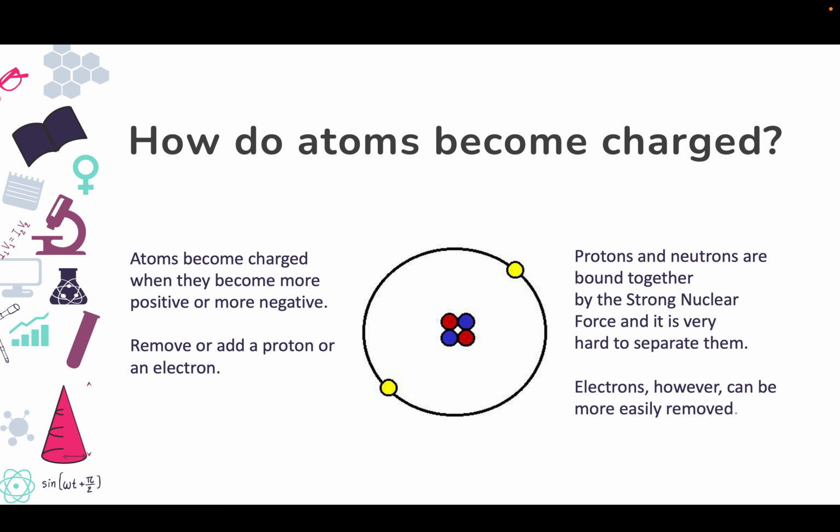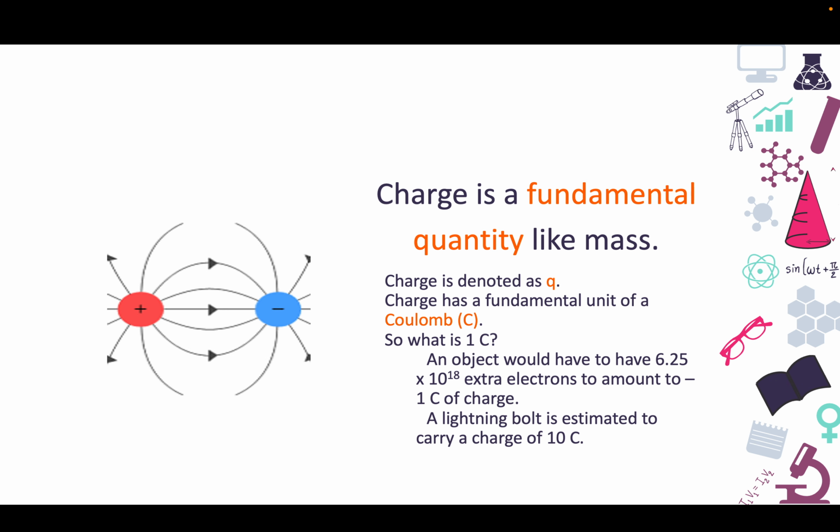So there's a question here: how do atoms become charged? Atoms become charged when they become more positive or more negative, by removing or adding a proton or an electron. Protons and neutrons are bound together by the strong nuclear force, and it is very hard to separate them. Electrons, as we know, can be more easily removed. And because of that, we have to consider that charge is a fundamental quantity like mass. It is usually denoted by Q.